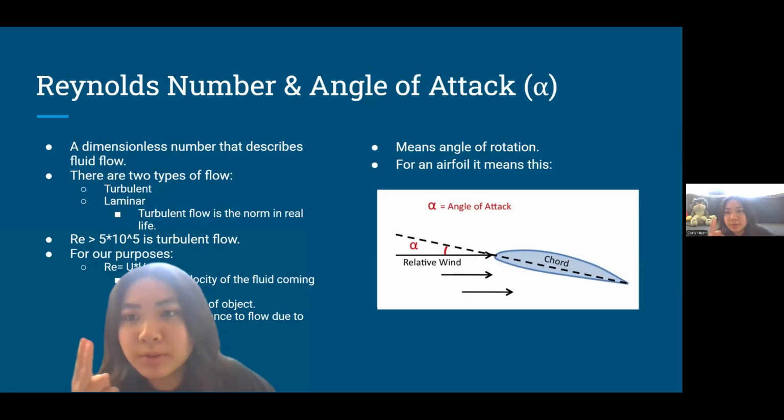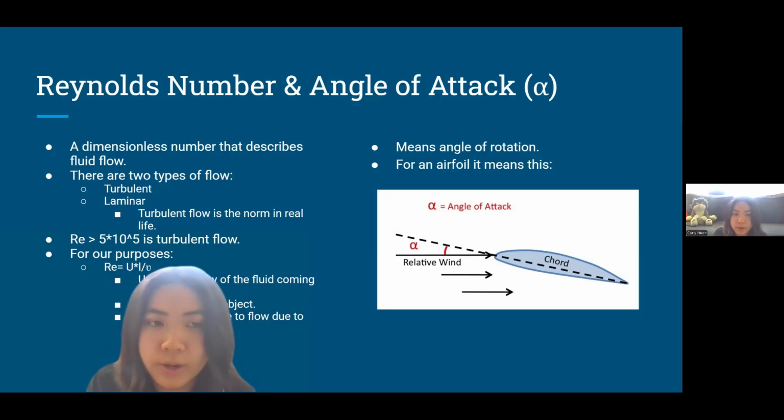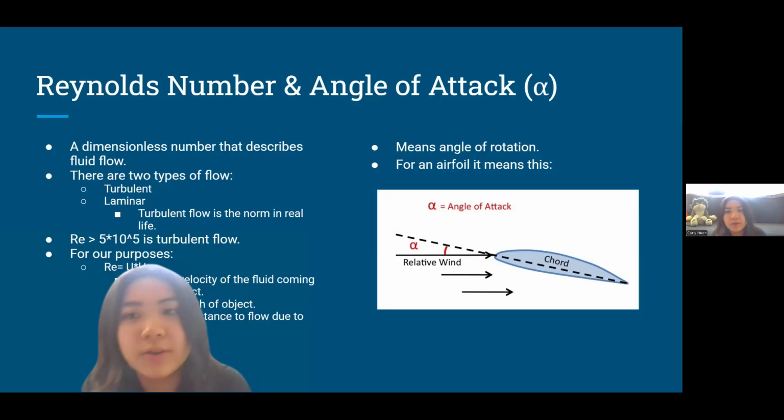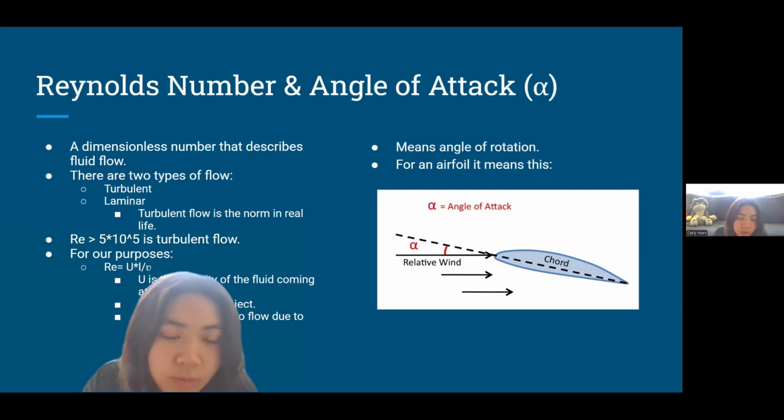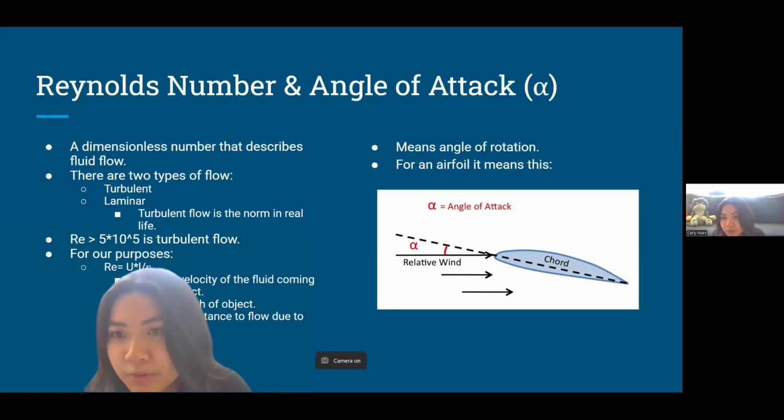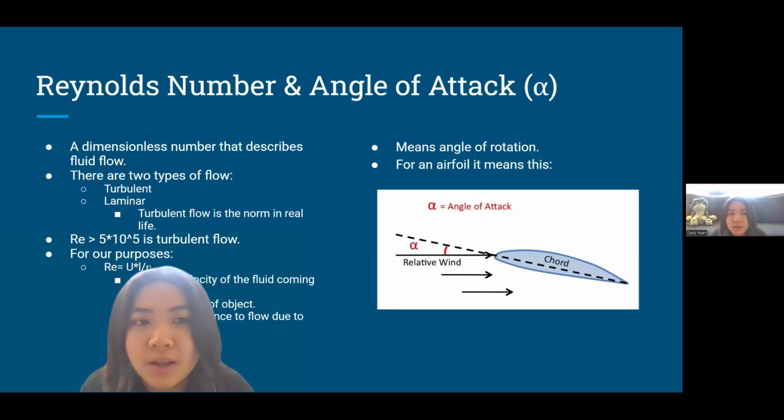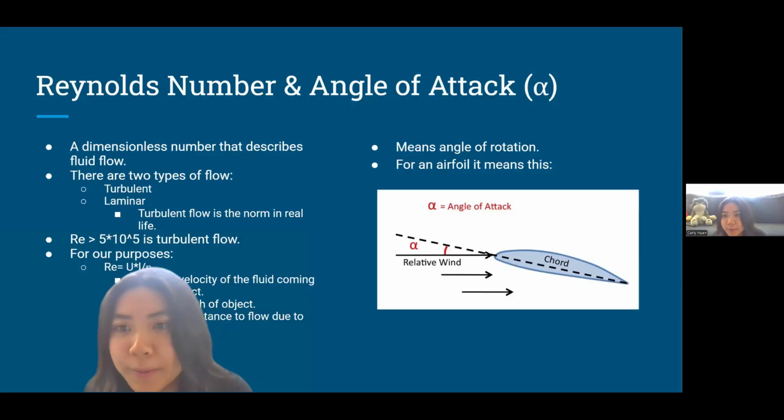There are two types of flow that you need to know: turbulent and laminar flow. We only care about turbulent flow because laminar flow is the exception, not the rule. I might insert a video here. Editing Carly, do your job. Yeah, and we're back. So turbulent flow will be the normal.